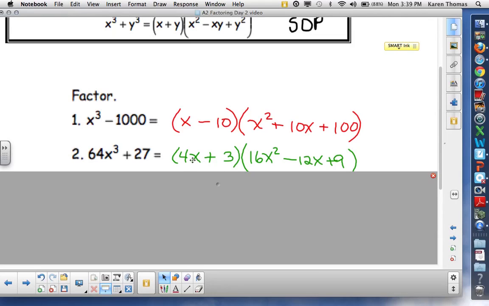I then take 4x, square it. I multiply 3 times 4x, which is 12x. I square 3 and write 9. And from there, I use my pattern.